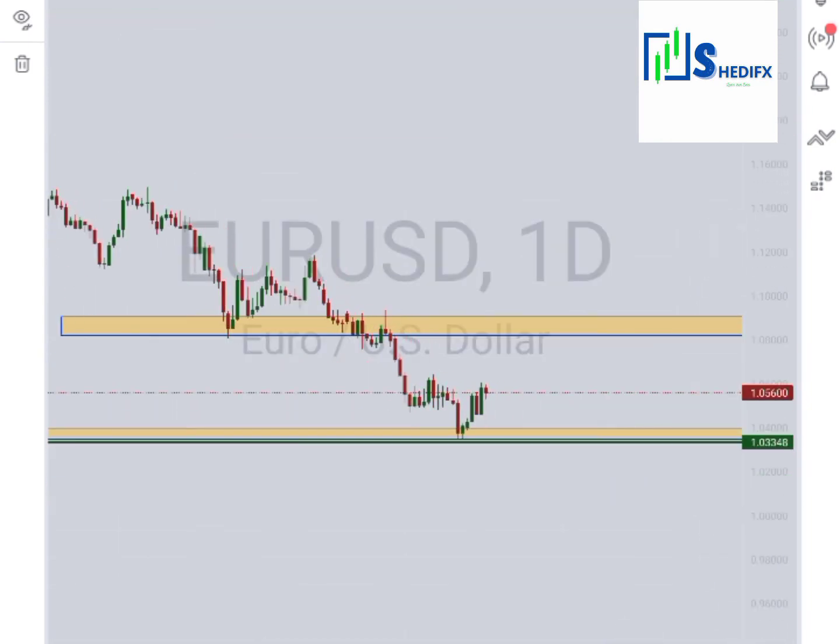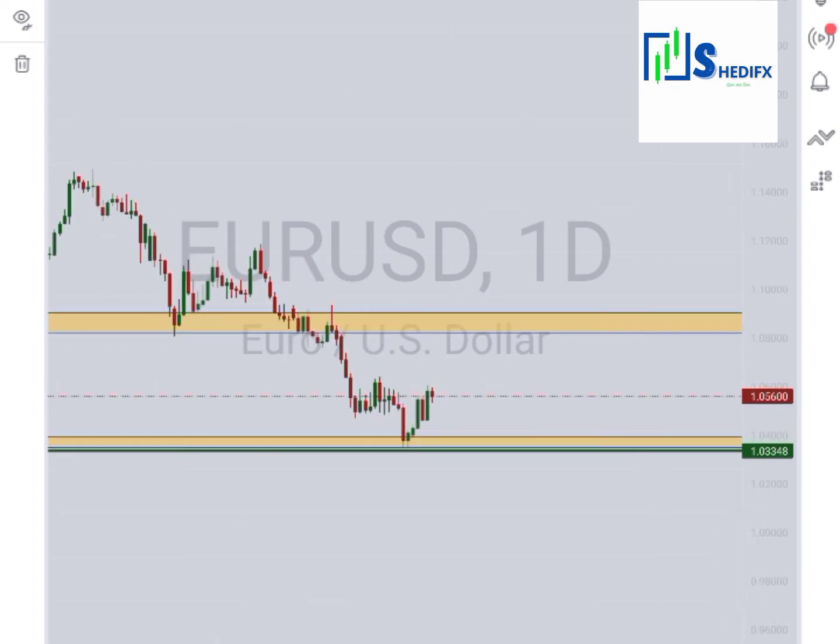So we have our daily time frame right here. It wanted to form a head and shoulder, and from the head and shoulder here, a little head and shoulder right here. So I have this minor resistance to take. A breakout and a retest to this area, so that should be my buy position. That should be my buy.